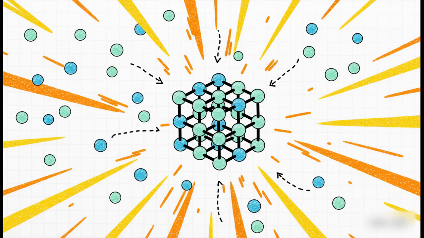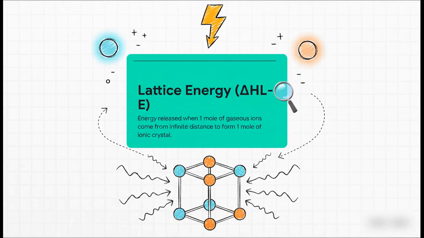As these ions get closer, their opposite charges pull them in, and they start snapping into place in this highly ordered, repeating 3D pattern. That's our crystal lattice. As this happens, the potential energy of the whole system just plummets. This process releases a massive amount of energy, and what you're left with is an incredibly stable solid. And that massive energy release, that's what we call lattice energy.